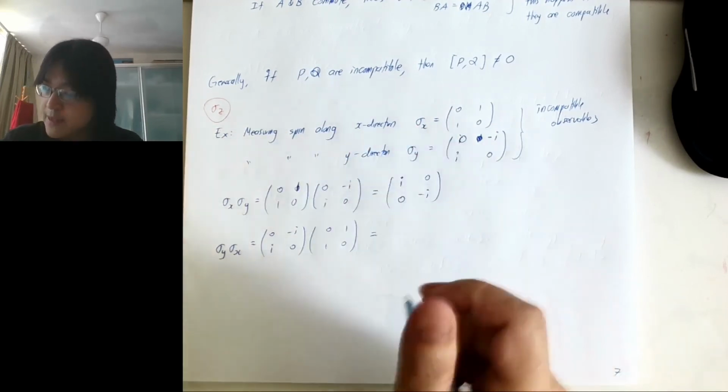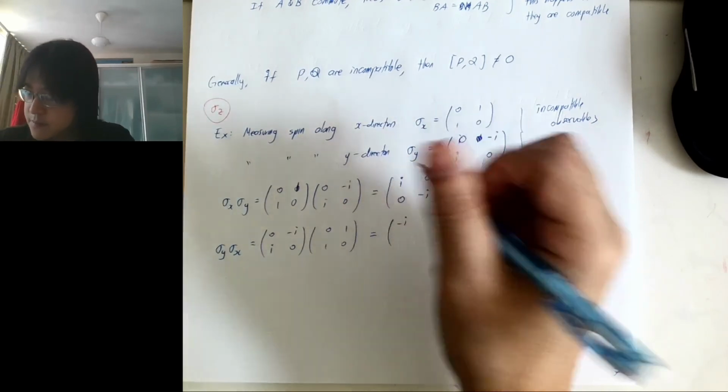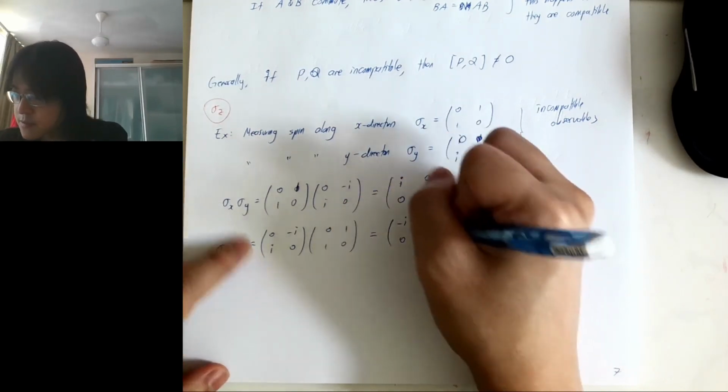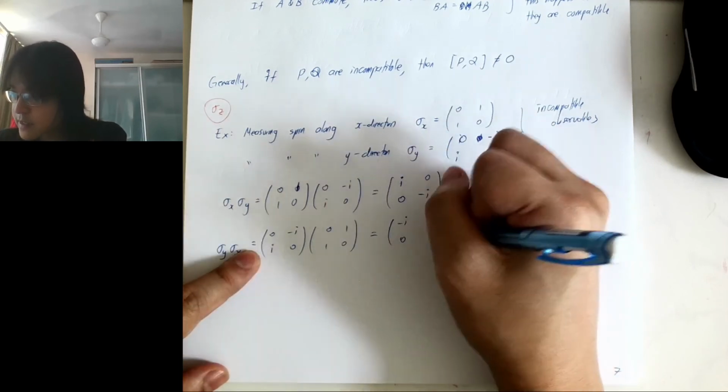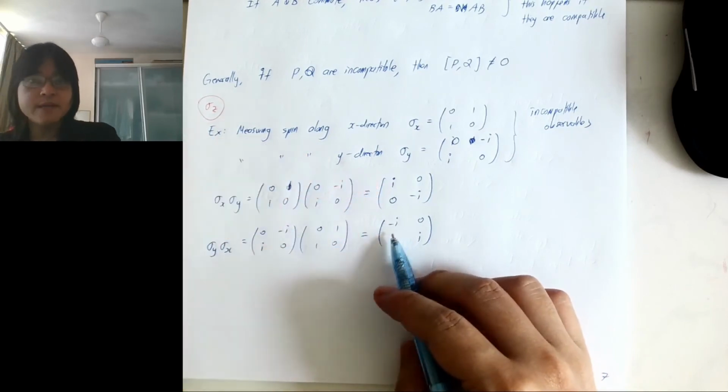So if I multiply this, right, what do I get? 0, minus i, and then 0 0 and then i. So these are not the same number. It's a difference by a minus sign.